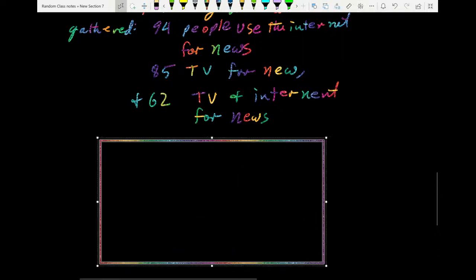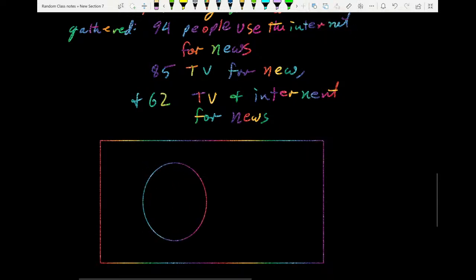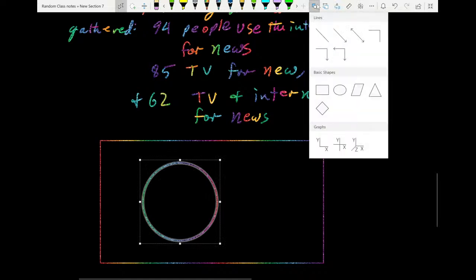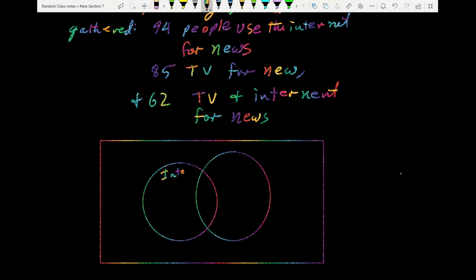All right, it's a 2 set. Let's do this one. Here's the other one. Okay. So let's use this for internet, and that's for TV. Let's use a different color right now. We're going to work inside out.